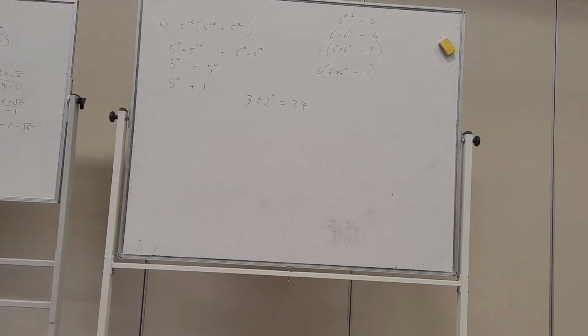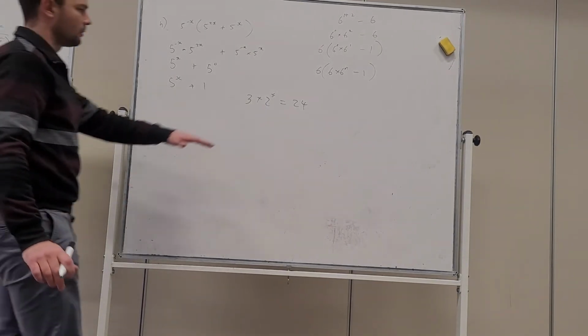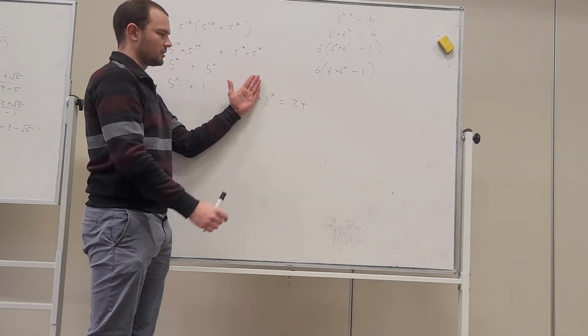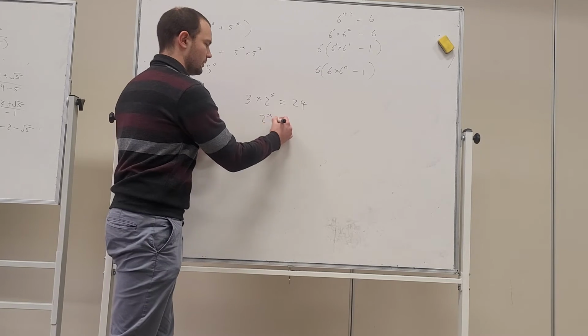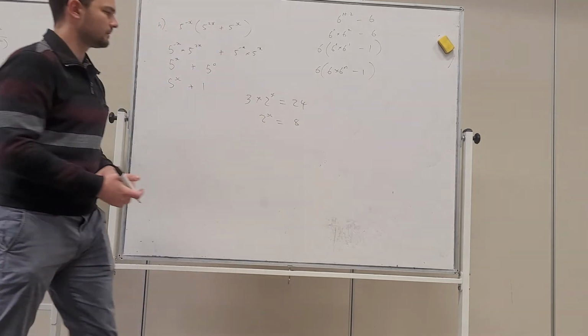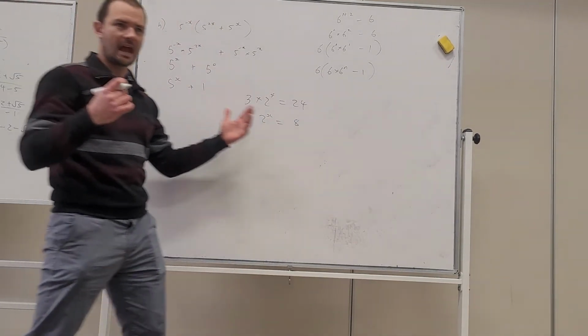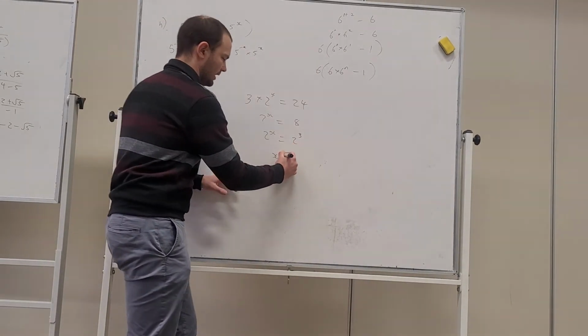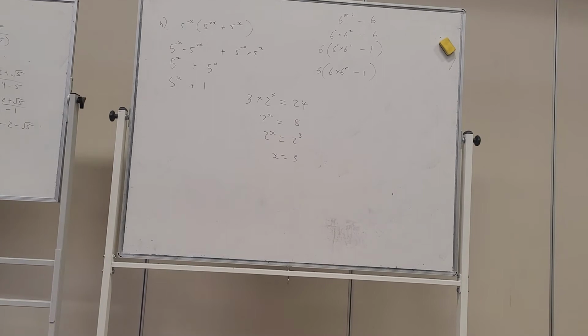When we want to solve by equating the base, or even if we're solving by using logarithms, we're going to start by dividing both sides by 3, because we want to isolate that exponential term by itself. So we'll have 2 to the x is 8, and then we want to express 8 as a power of 2. We'll have 2 to the x is 2 to the 3, and equate the powers because the bases are the same. So that's how we do it by equating bases.